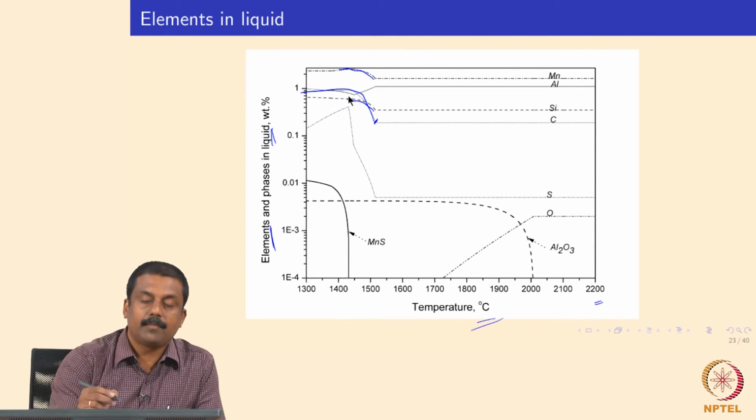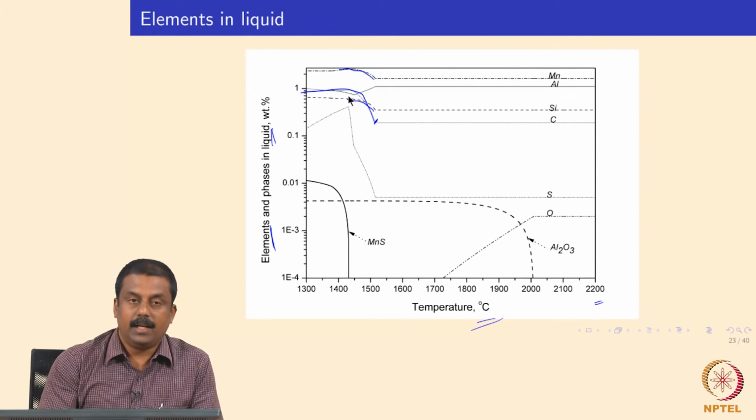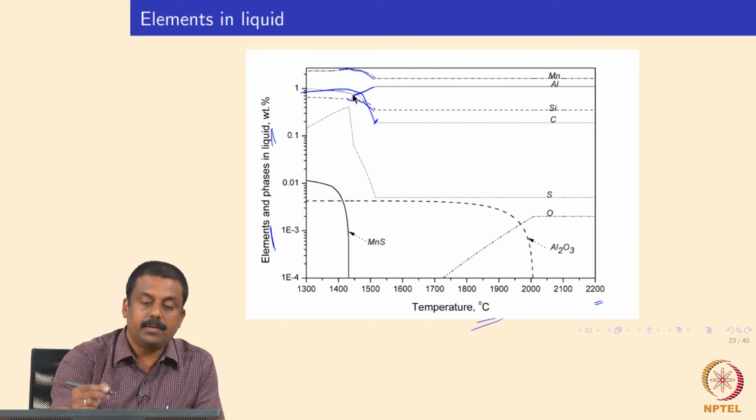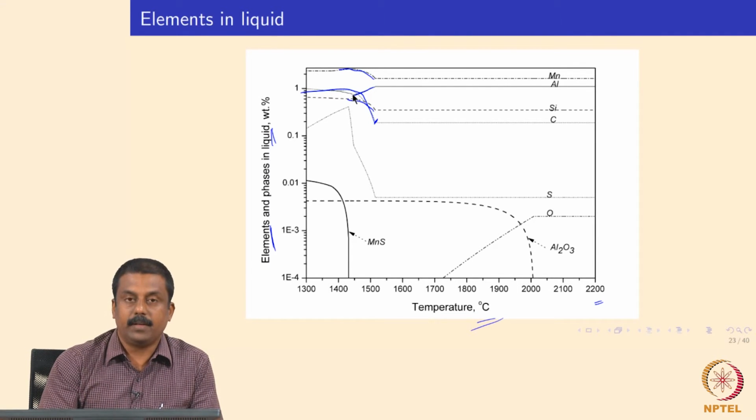Whereas aluminum has an opposite partitioning behavior compared to carbon, silicon, and manganese. Aluminum partitions towards the delta ferrite. That means the liquid is depleted in aluminum. So the aluminum segregates to the delta ferrite, and because of that, the aluminum concentration in delta ferrite increases significantly, and the delta ferrite stabilizes to room temperature.